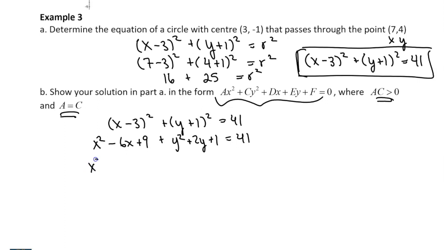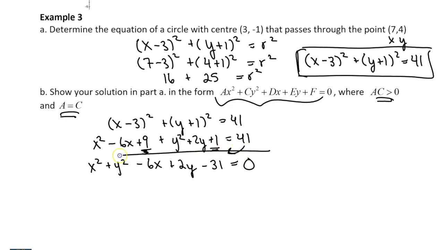So we could say x² + y² - 6x + 2y. And then think about this, we have 9 plus 1, so we have 10, and then with that 10, we're going to subtract 41 because we have to bring this 41 over. So if we subtract that, we would have -31 when we join like terms, and you would get something that would say this. So hopefully that's what you got as well.